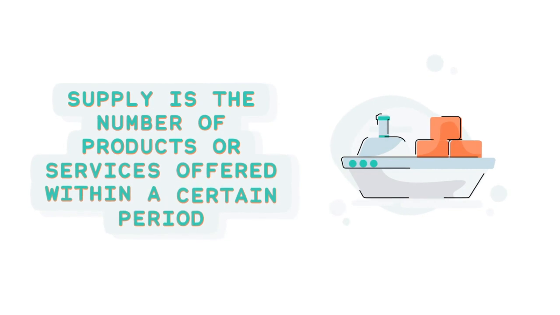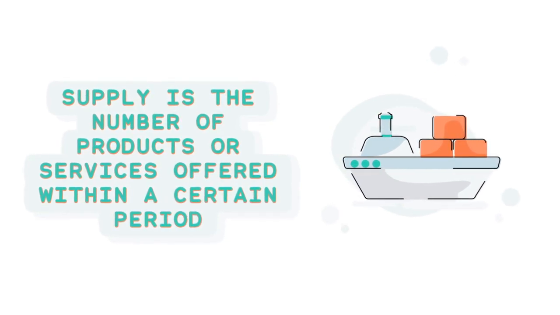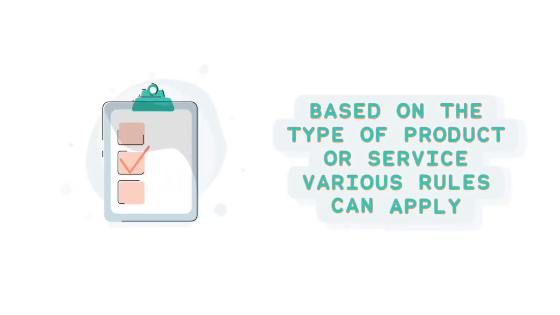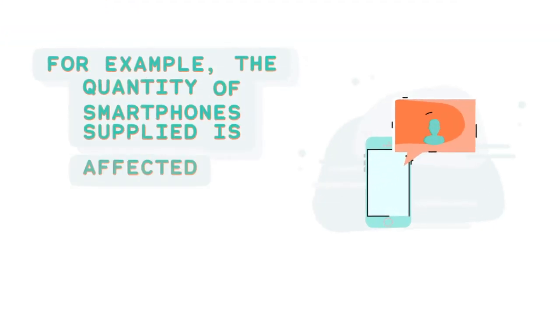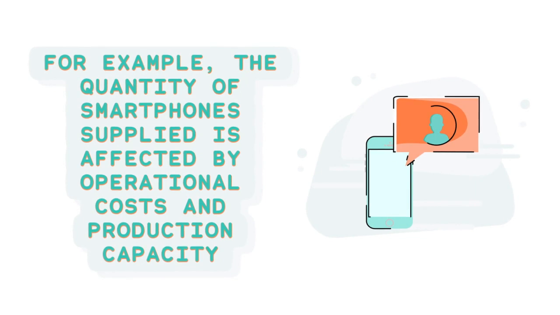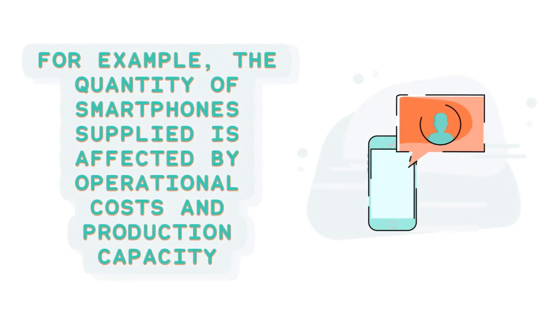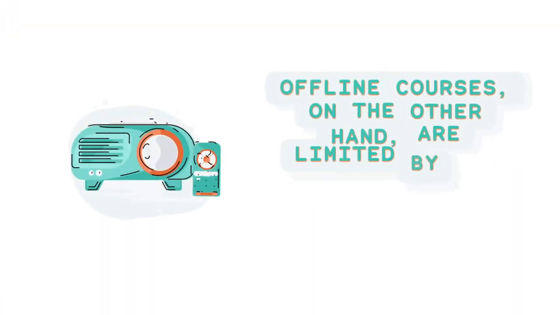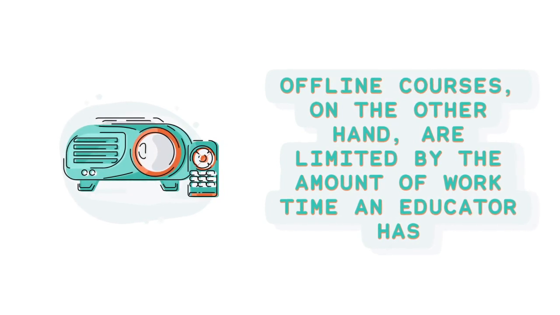Supply is the number of products or services offered within a certain period. Based on the type of product or service, various rules can apply. For example, the quantity of smartphones supplied is affected by operational costs and production capacity. Offline courses, on the other hand, are limited by the amount of work time an educator has.